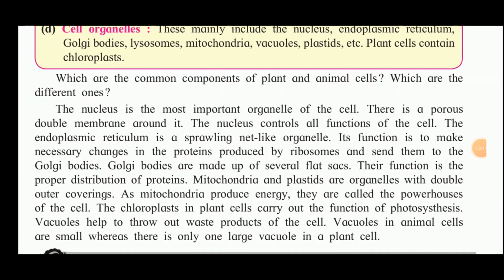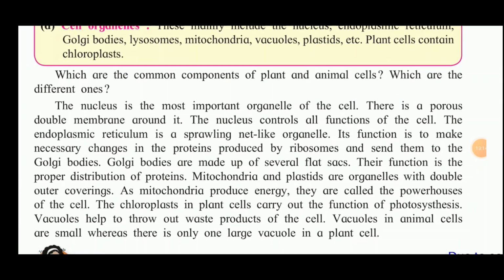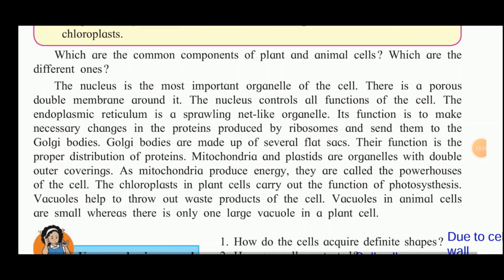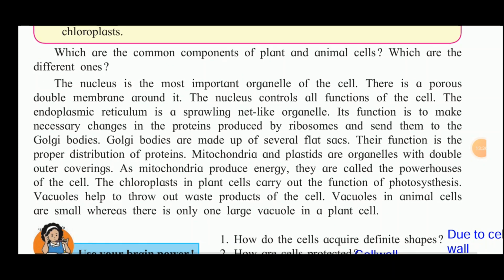Now the nucleus is the most important organelle of the cell. There is a porous double membrane around it. The nucleus controls all functions of the cell. The endoplasmic reticulum is a sprawling net-like organelle. Its function is to make the necessary changes in the proteins produced by ribosomes and send them to the Golgi bodies. Golgi bodies are made up of several flat sacs. Their function is the proper distribution of proteins.